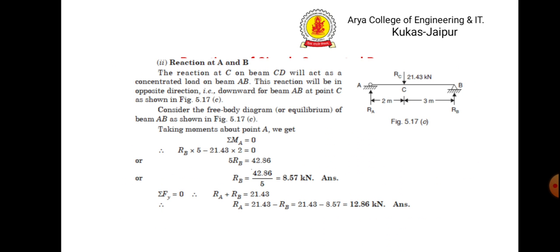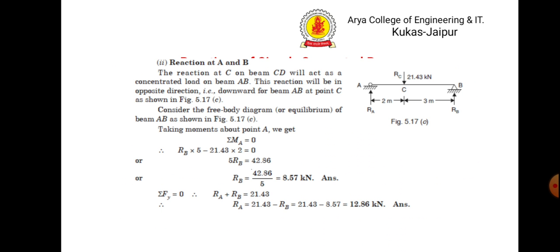Now we take the beam AB. The reaction at C on this beam will act as a concentrated load in the opposite direction. In the previous one it was in the upward direction; for the beam AB, it will act in the downward direction. Now again taking moment about A: RB into 5 equals 21.43, that is the value of RC, into 2. So from this RB is 8.57 kilonewton.